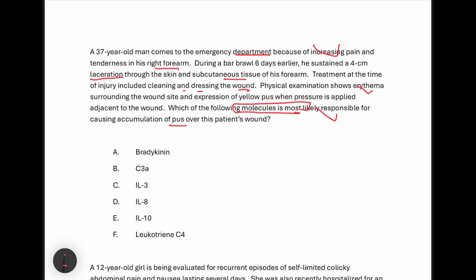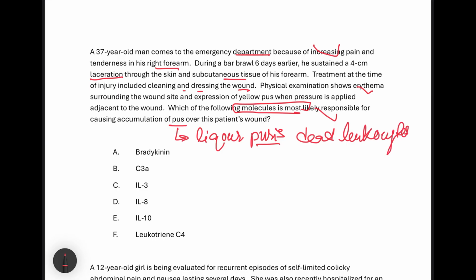Guys, first of all, we have to answer what forms the pus. The pus consists of a thin protein-rich fluid, liquor puris, and it contains dead leukocytes, primarily neutrophils.